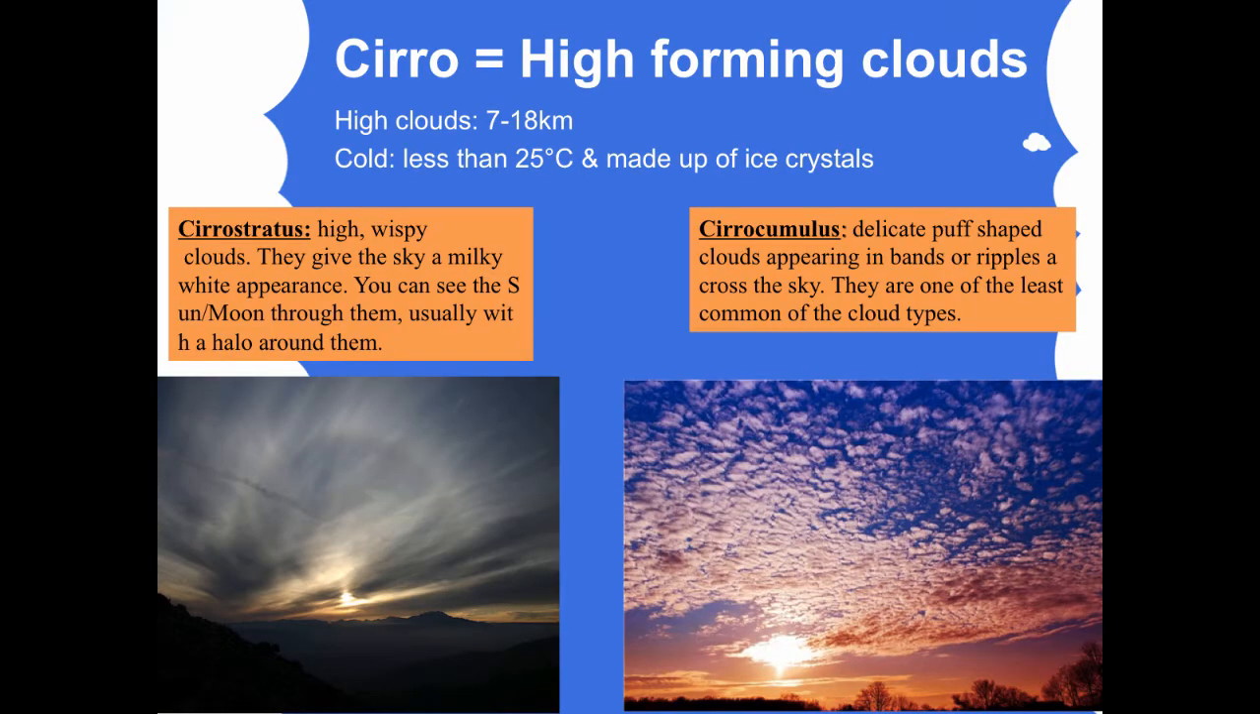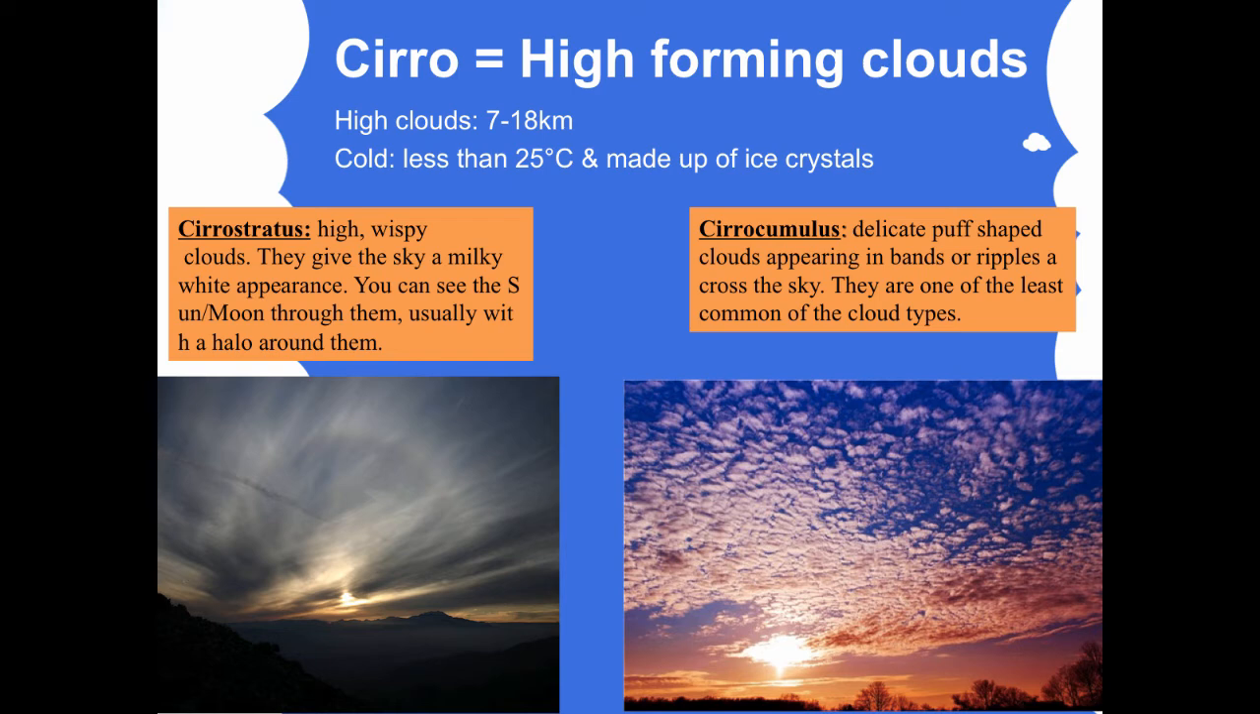So cirro are high forming clouds. They form from 7 to 18 kilometers. It's very, very cold, minus 25 degrees Celsius, and most of them are made of ice crystals. So cirrostratus means a high forming cloud that is stratus in shape. These are high forming wispy clouds that give the sky a very milky-like appearance, and you can see the sun and moon through them, and you usually see a halo around the sun or the moon.